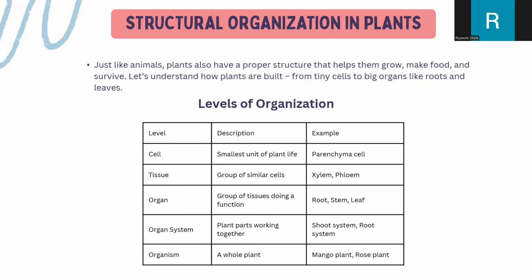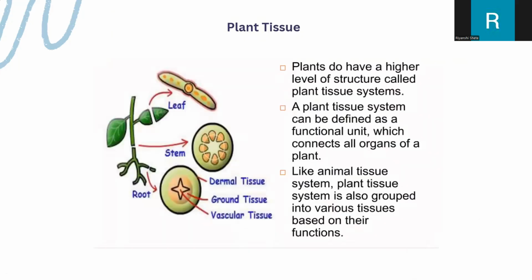Cell is the smallest unit of plant life. An example is the parenchyma cell. Tissue is again a group of similar cells. Examples are xylem and phloem. Organ is a group of tissues doing a function. Again, the examples are root, stem, and leaf. In organ system, the plant parts work together. Examples are shoot system and root system. Organism is the whole plant. Mango plant and rose plant are examples of the organism.